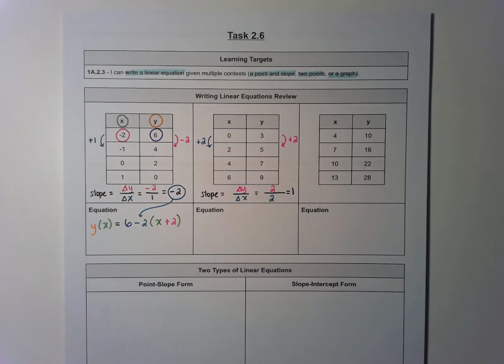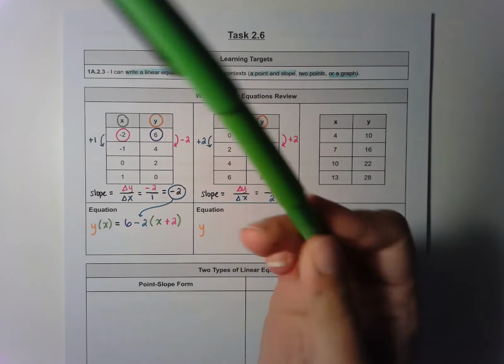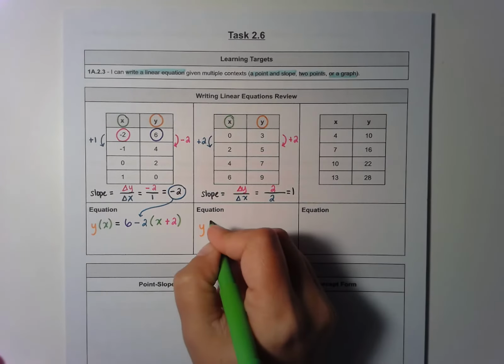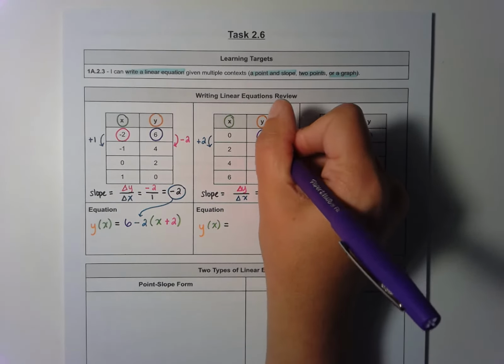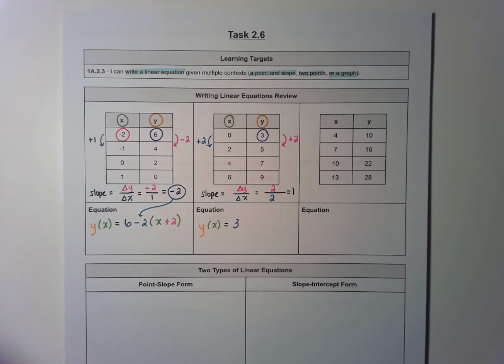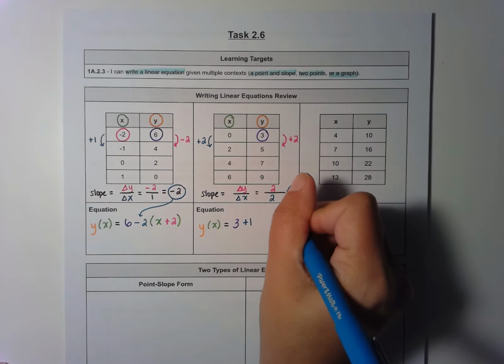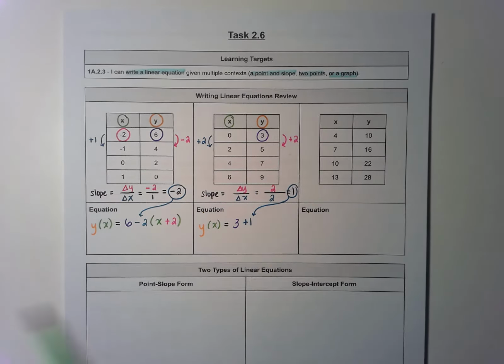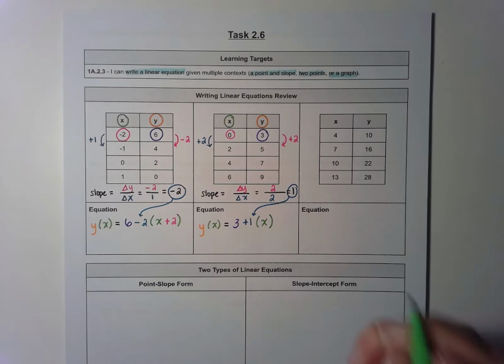Now my equation is going to start the same way my equations always start. Y of x is equal to my starting output, which is 3, and then my pattern, which is +1, and then parentheses x, and then I need to decide if I need to get back to 0. In this case, since the starting x value here is 0, we can just leave this as x.